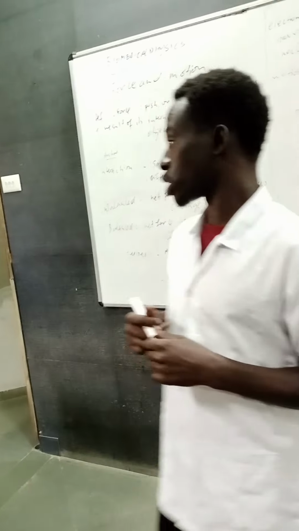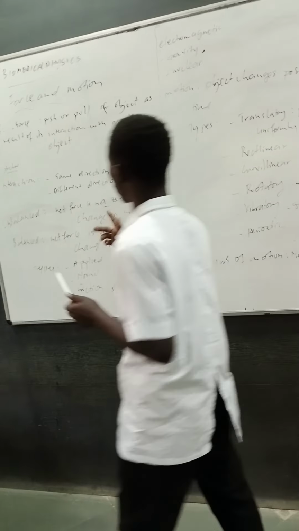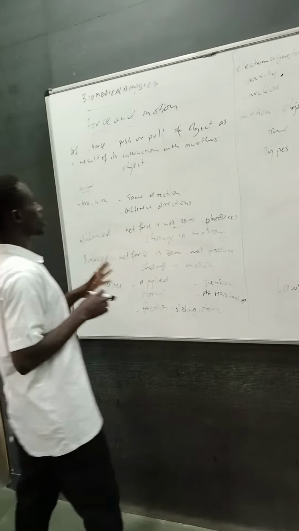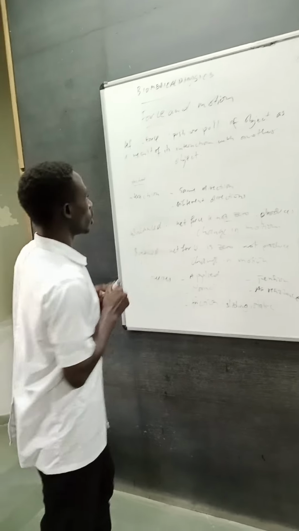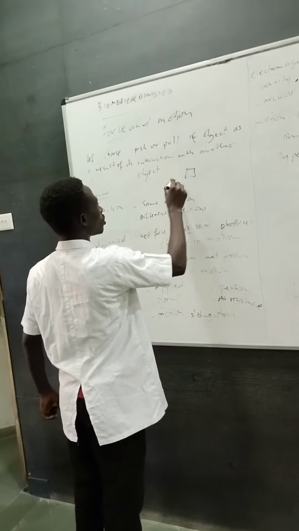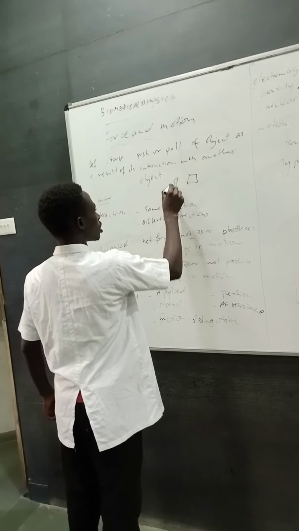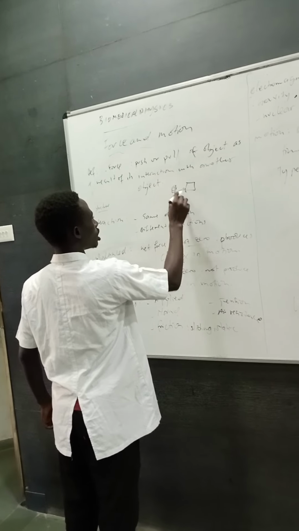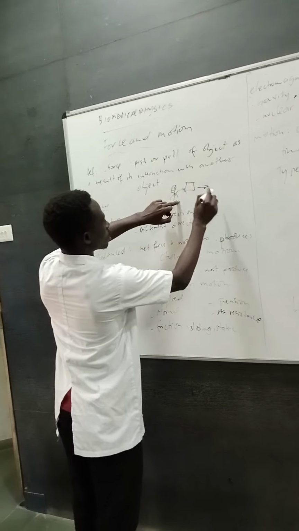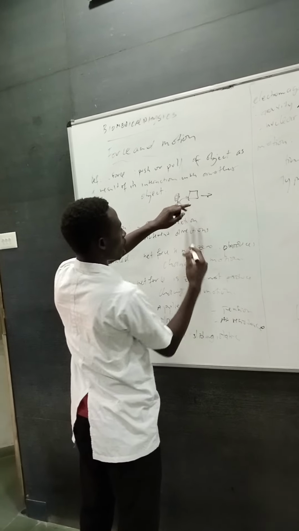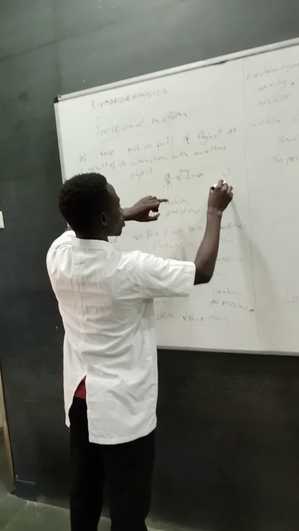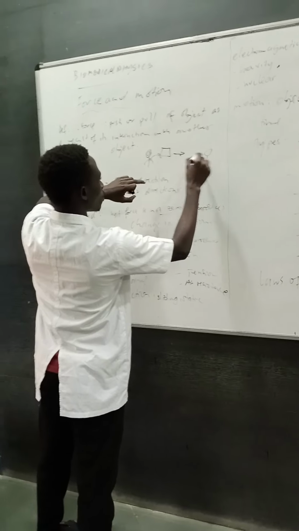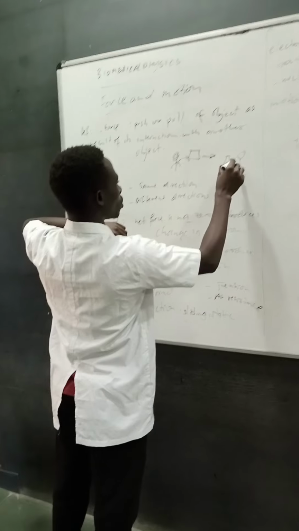First of all, we have to understand what force is. Force is just the pull or push of an object as a result of its interaction with another object. For example, when someone pushes an object, this creates force. If another one pulls back the object, that also produces force. So that's what we call force.